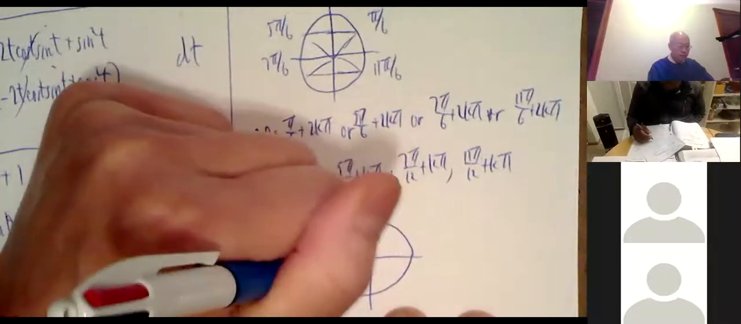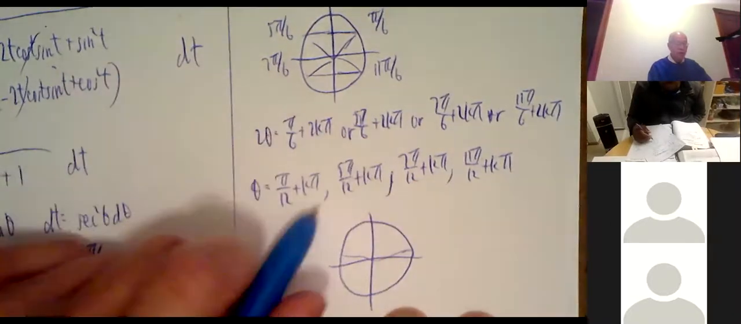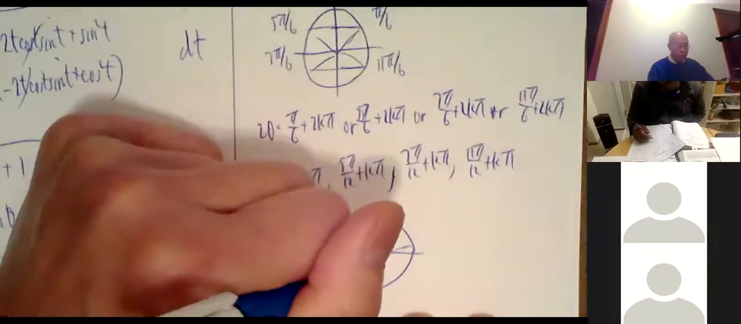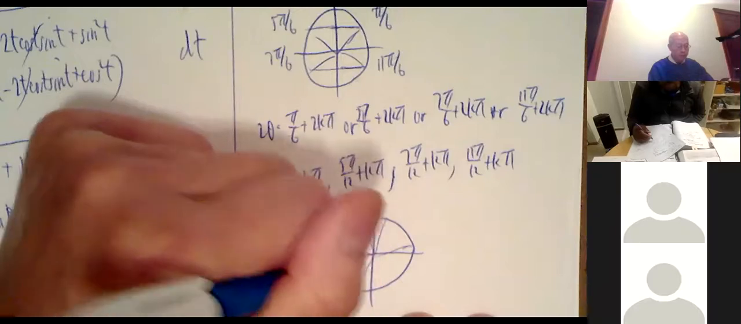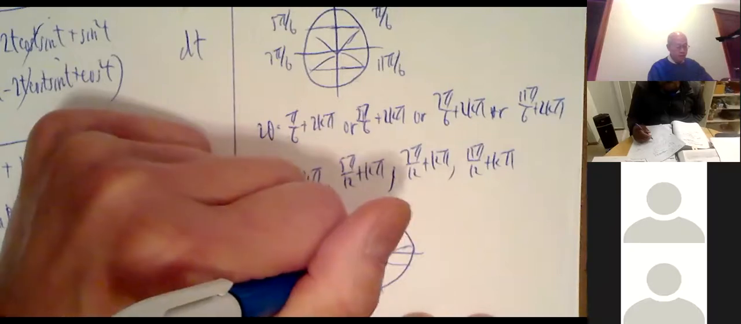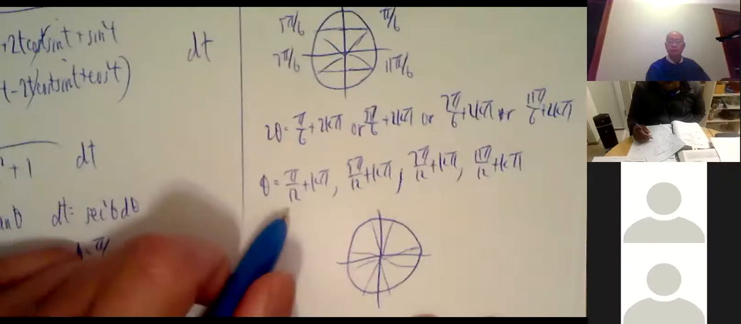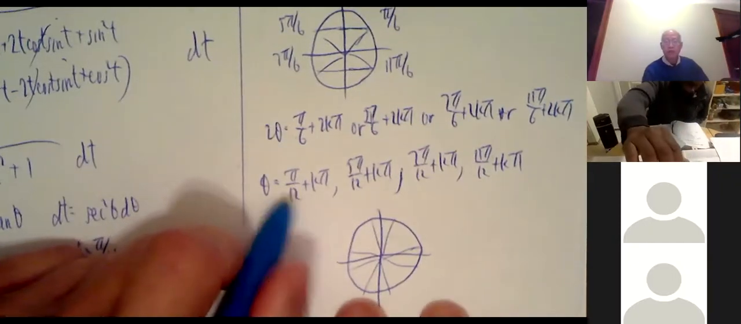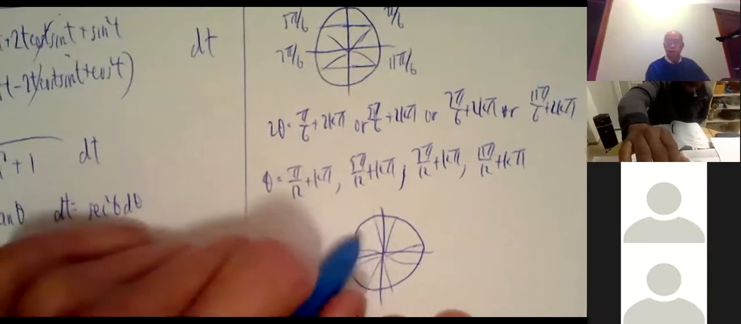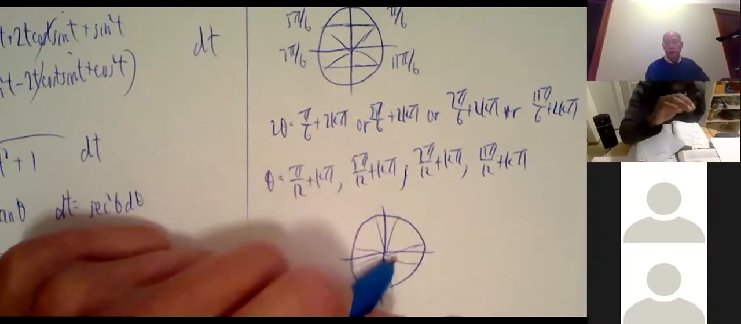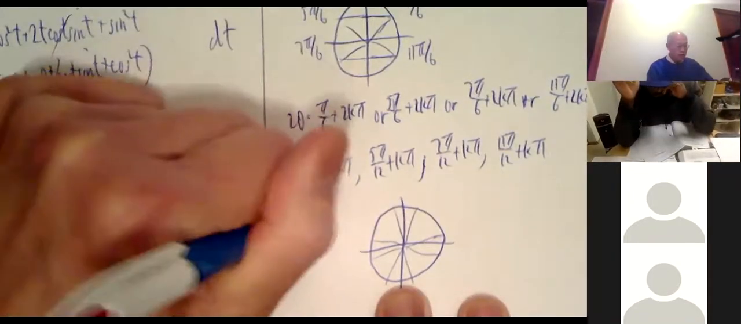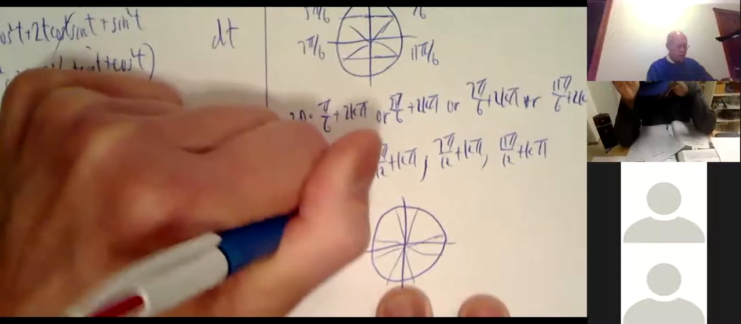Now 11 pi over 12 is like that, and these two guys are like that. So I'm going to have 4 more here if I add multiples of pi. There, there, there, and there, it looks like. Okay, so if I add pi, that would be 13 pi over 12. I don't have to keep going around the circle because after 2 pi, I just repeat myself. So for theta, I have pi over 12, 5 pi over 12, 7 pi over 12, 11 pi over 12.